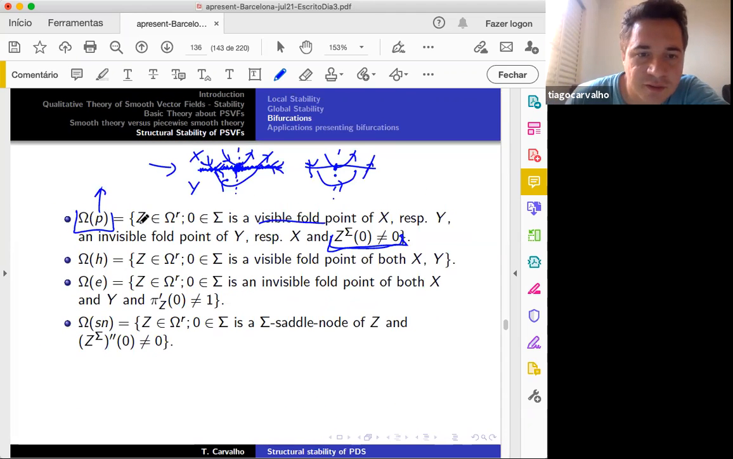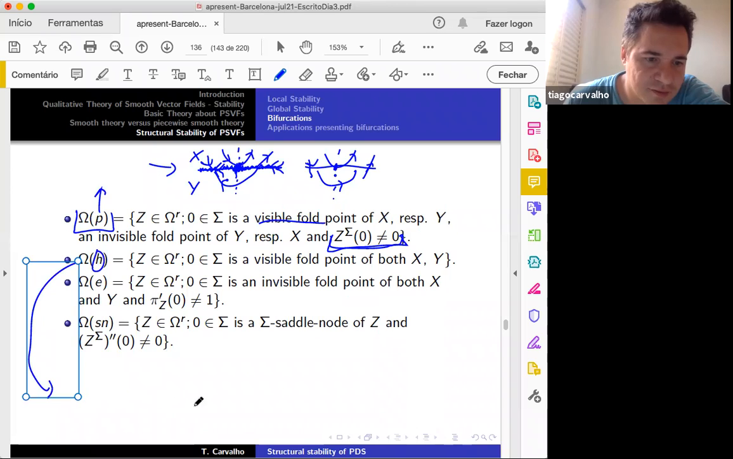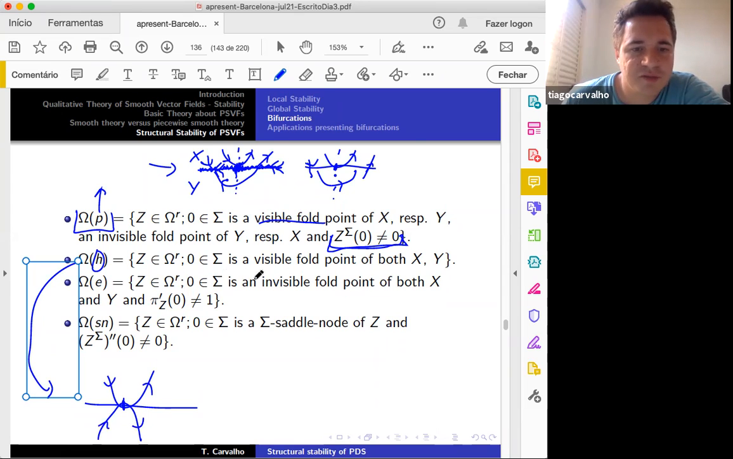Okay, the next set is this one. There is an H here because the phase portrait looks like a hyperbola, something like this. On one side we have a visible fold point, and on the other side there is also a visible fold point.